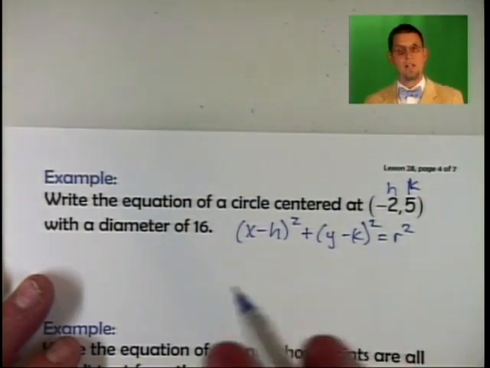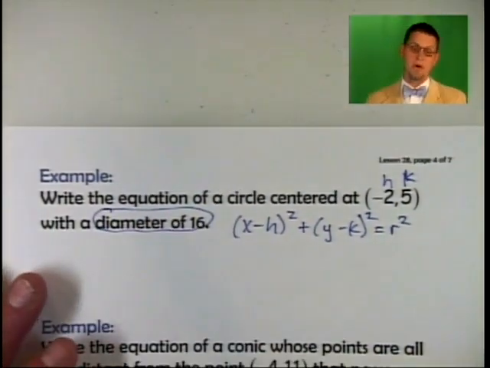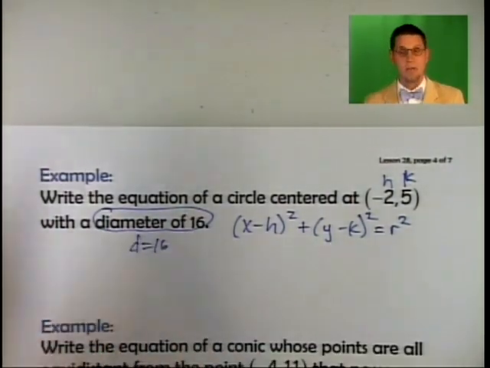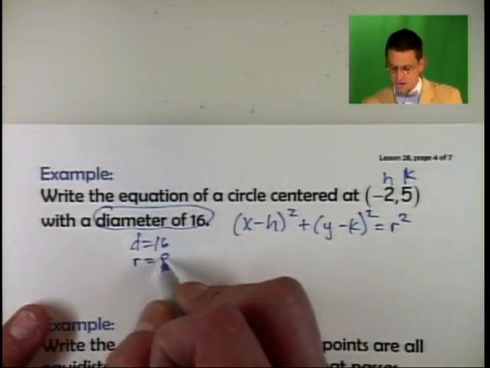Do I have the radius? Well, not explicitly. We are given the diameter. So if the diameter is this 16, how can we find the radius? It's half of it, right? So the radius would be half of 16, or 8.